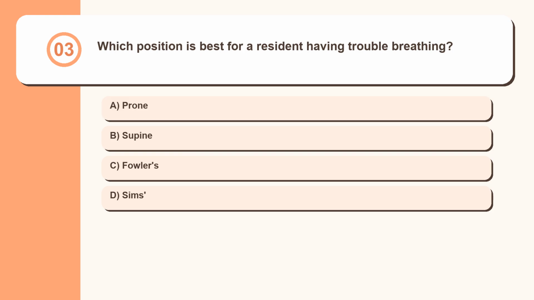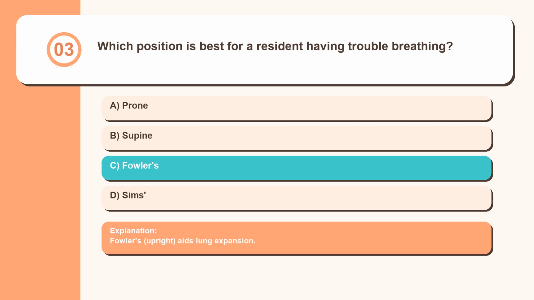Question 3. Which position is best for a resident having trouble breathing? Prone, supine, Fowler's, Sims. Fowler's, upright aids lung expansion.